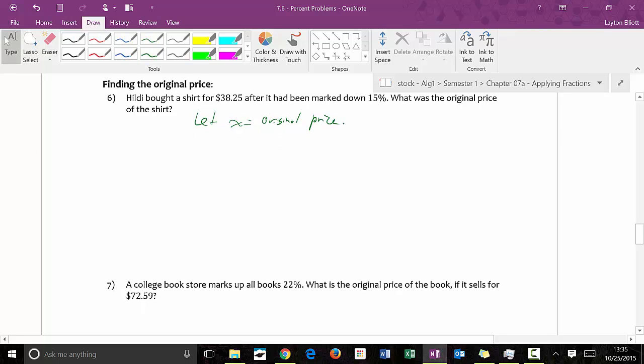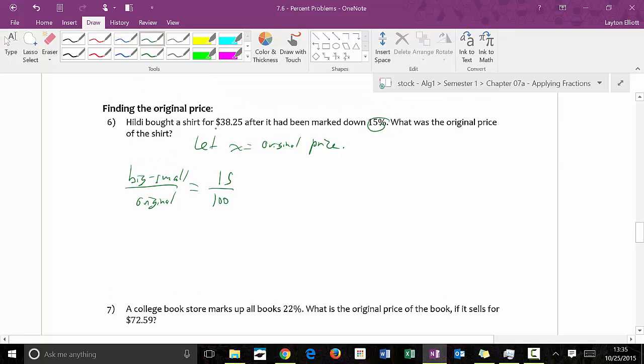And I will know that the formula is big minus small over the original equals the percent. And the percent is 15, so I'm going to write that as 15 over 100. Well, she bought it for $38.25 after it had been marked down. So the original is the big. This is big minus small over the original. So the big one is the x, equals 15 over 100.